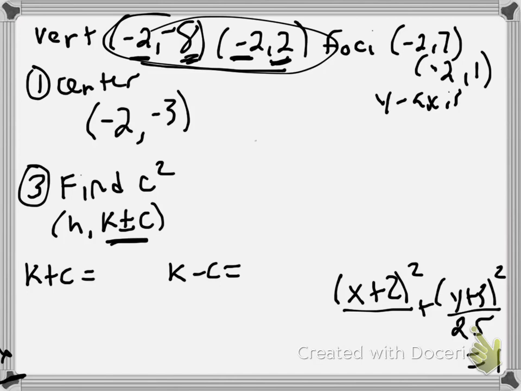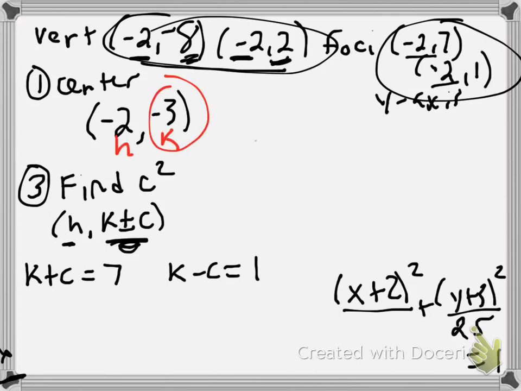Basically, if we look back up here at the foci, the negative 2 is your h value. We already have that, we don't need that. What we need to do is find this one right here. So your k plus c and your k minus c are going to equal the 7 and the 1. Your higher number goes with the plus, your lower number goes with the minus. Now you actually already have your k, because when you find your center, that is your h and your k. So our k value in this one is negative 3.